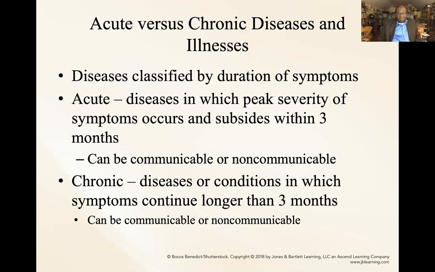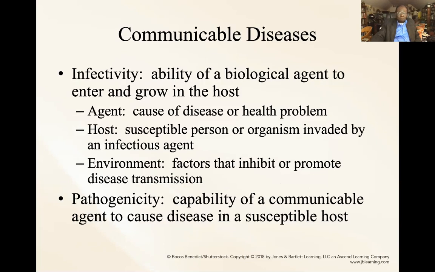Can be communicable or non-communicable. The acute diseases can be communicable or non-communicable. And we shall see when they are communicable and when they are not communicable. Chronic. These are diseases or conditions in which symptoms continue longer than 3 months and can be communicable or non-communicable. Now we go with the communicable diseases.